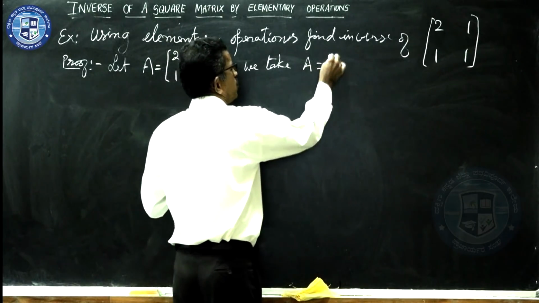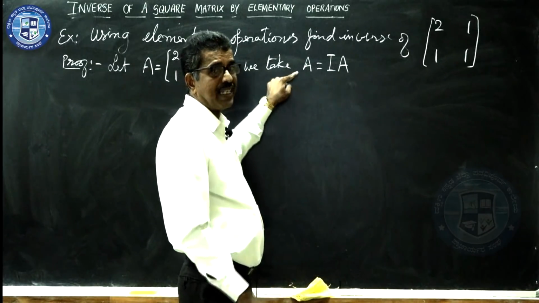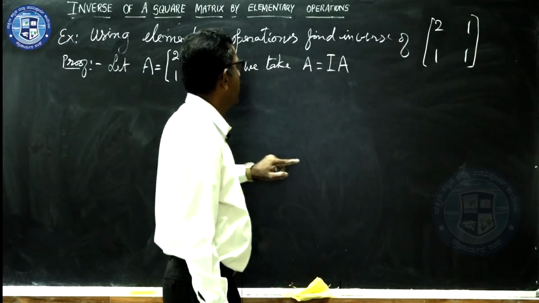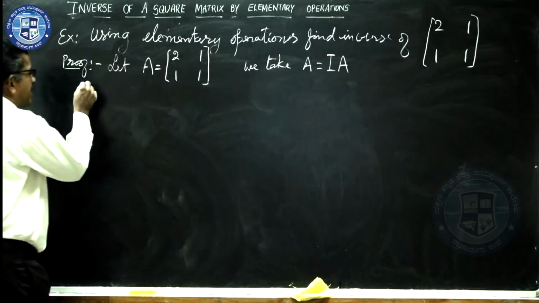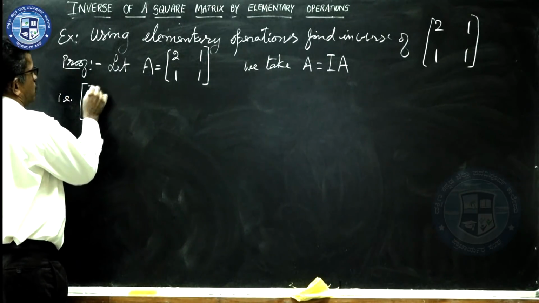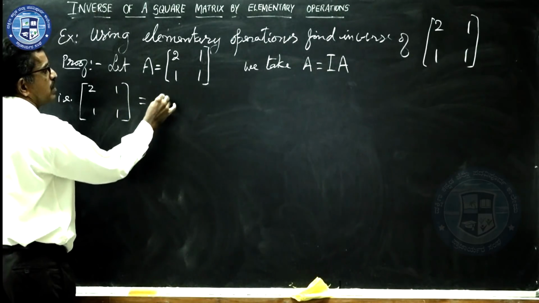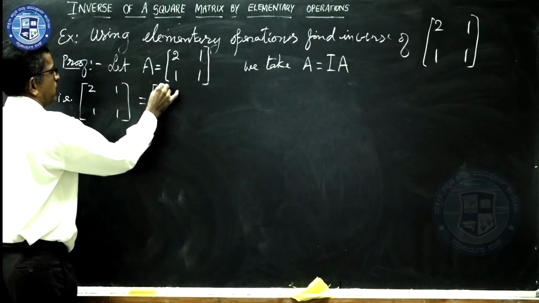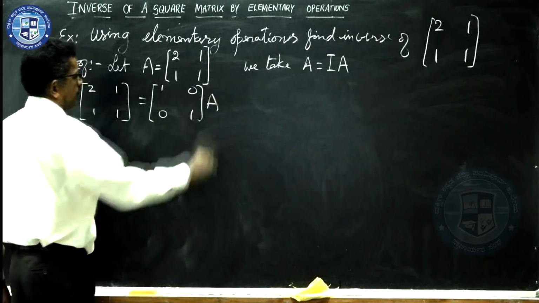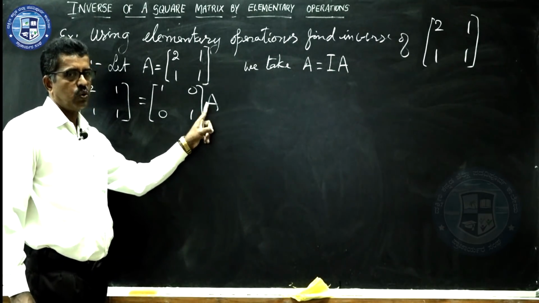A is equal to I into A. If you are interested in column operation, we have to write A is equal to A into I. That is the change. Now, let me replace A by the given matrix. It is 2, 1, 1, 1 is equal to identity, which is nothing but 1, 0, 0, 1 into A. As I have suggested, you do not change this, you keep this one A only.